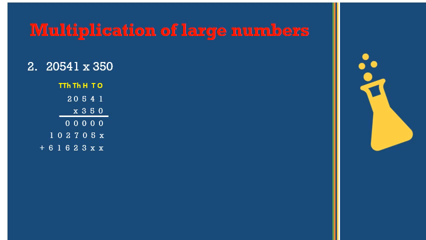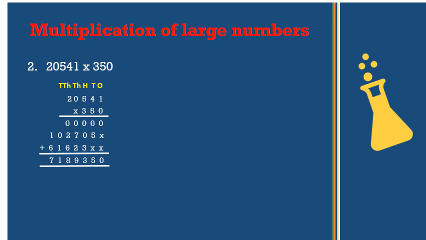Now what we have to do? We have to add these three products. So our final answer is 71,89,350. So this is the answer of the multiplication of 20541 and 350.